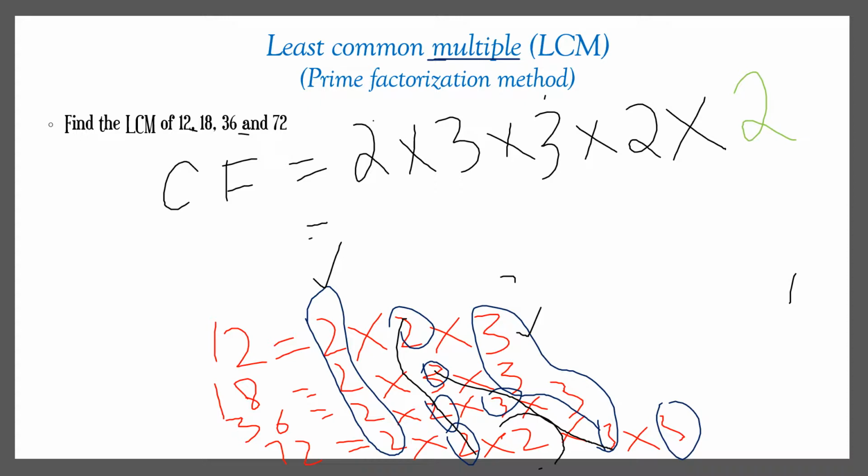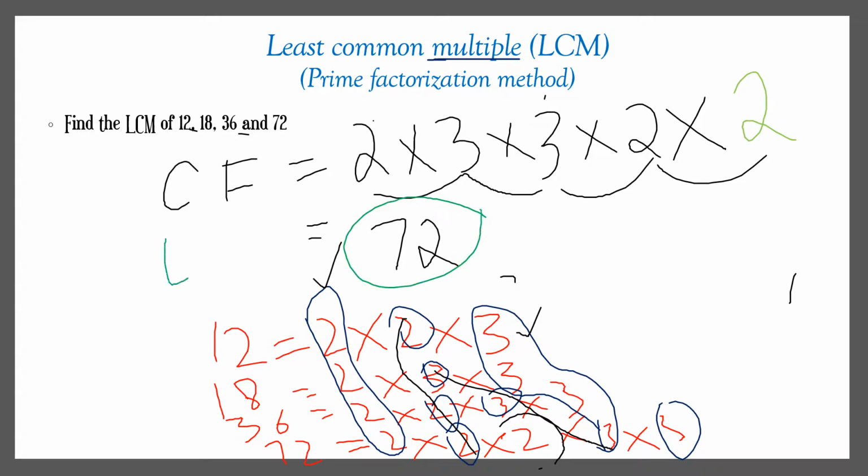So when we multiply together, 3 2s are 6, 6 3s are 18, 18 2s are 36, and 36 2s are 72. So 72 is the LCM. So this is how we find the LCM by using prime factorization method. We multiply all the common and uncommon factors, but we write common factors only once. So 72 is the least common multiple of 12, 18, 36 and 72.